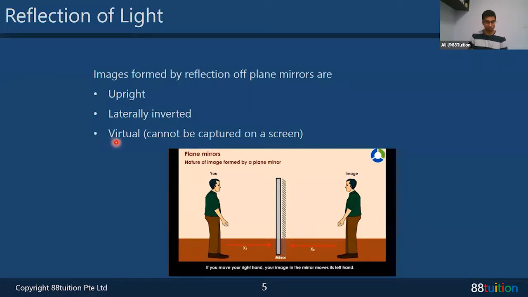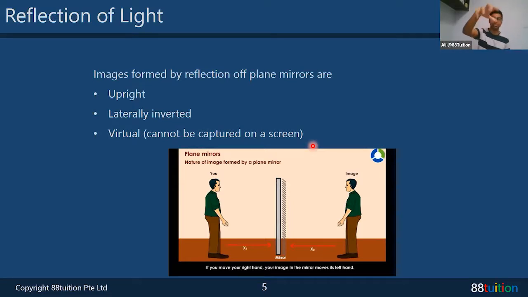This word virtual is also important, means cannot be captured on a screen, versus real. The opposite of virtual is real. Real means can be captured on a screen. So, you know, when your teacher teaches and flashes you PowerPoints and then it's on the screen, that's real because you can actually see it on the screen. Whereas in the mirror, when you stand in front of the mirror, your image is not on the mirror, but right behind the mirror, somewhere where you can't actually touch it.